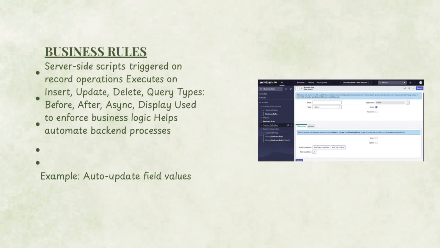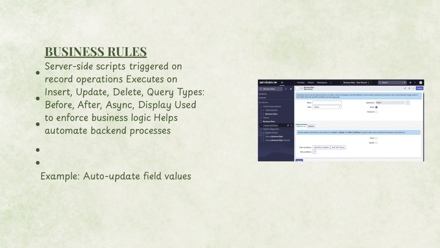Let's take a closer look at business rules, specifically server-side scripts that are triggered on record operations. These scripts run automatically whenever a record is inserted, updated, deleted, or queried. They can be set to execute at different times, such as before or after the operation, asynchronously, or during display.